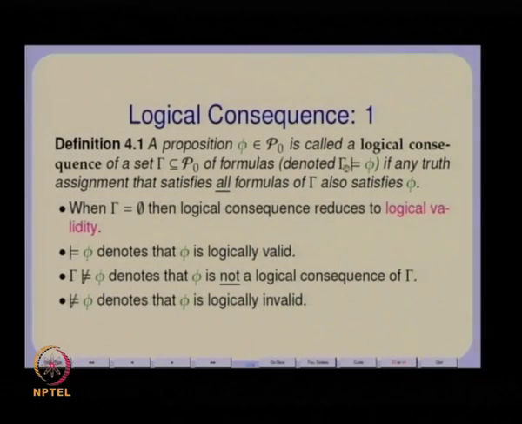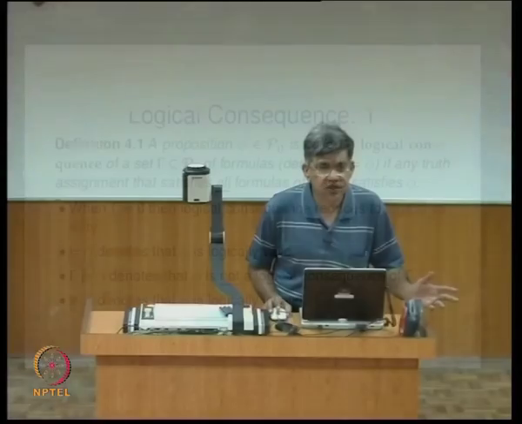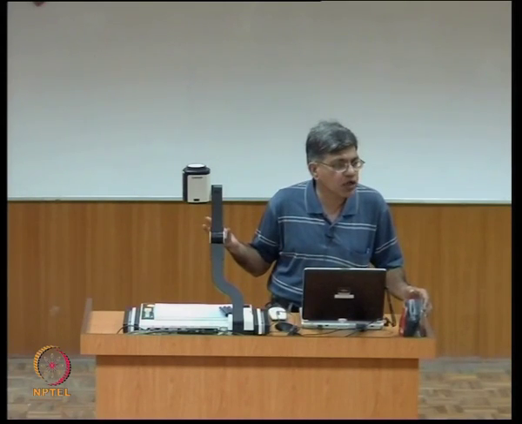So, in general the sentences of gamma need not be related to each other. They can be completely arbitrary sentences like the sky is green and I am present in room number 301 today and so on and so forth, and some other sentence might form phi, and if it so happens that for all truth assignments, all these sentences are true, then we would say that one is a logical consequence of the other two. Yeah.